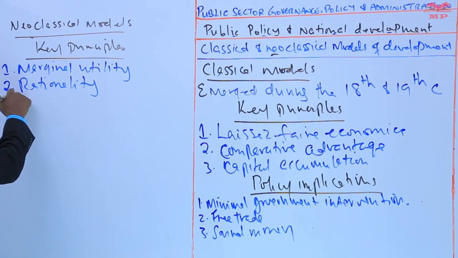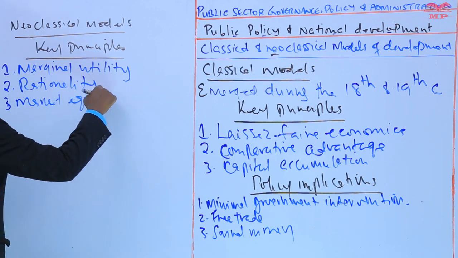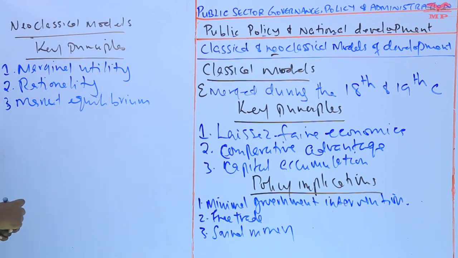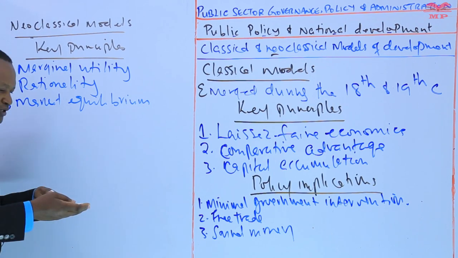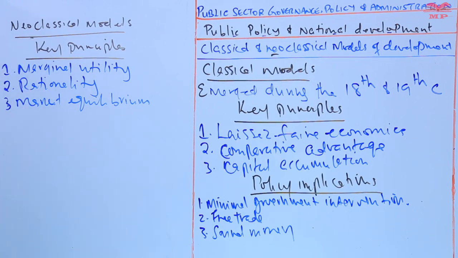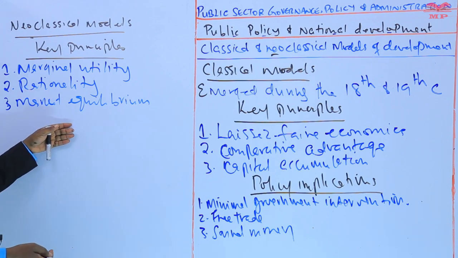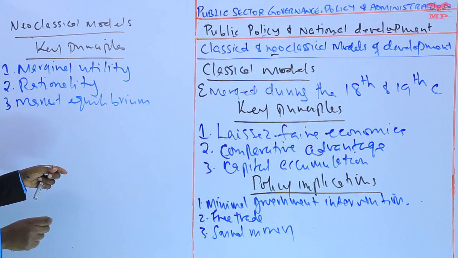Number three, market equilibrium. Market equilibrium is the third principle. Neoclassical economists focused on the concept of market equilibrium, where the quantity supplied of a good or service equals the quantity demanded at a particular price. They believe that markets tend towards equilibrium, and any deviations from the equilibrium would be self-correcting. Market equilibrium is where the quantity of goods produced equals the quantity of goods demanded at a particular price.